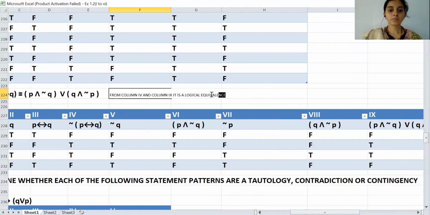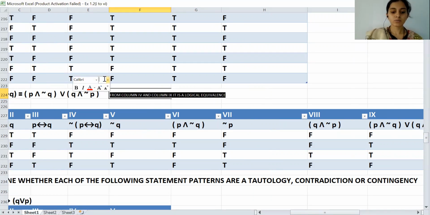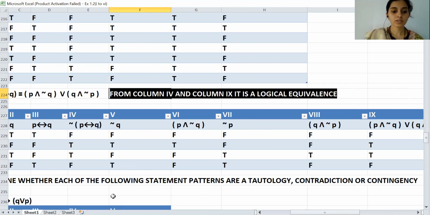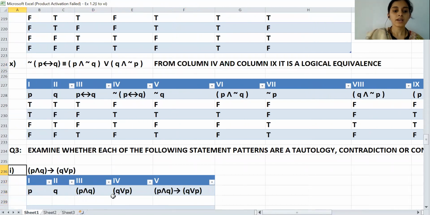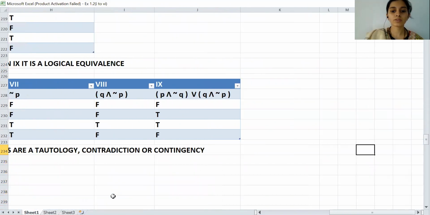Okay, so I hope question 2 is pretty clear to everyone. We'll begin with question 3 now. What does question 3 say? Examine whether each of the following statements is a tautology, contradiction, or contingency.